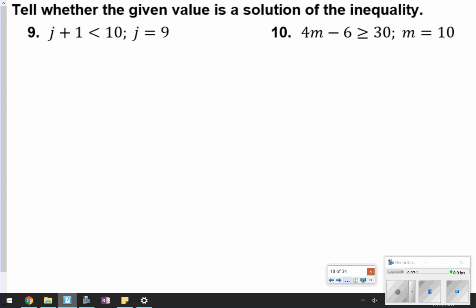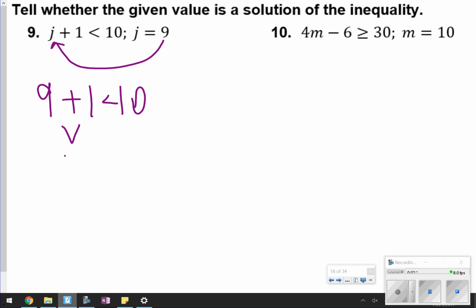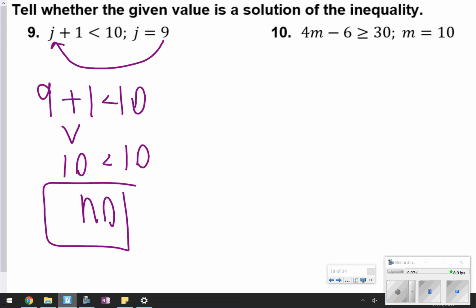9 and 10 just tell what it says, tell whether the given value is a solution of the inequality. You can do a number of things here. An easy way is just to plug in the values they give you where the letter is. So it says j plus 1 is less than 10 if j is equal to 9. So if we just plug in 9 where j is, we have 9 plus 1 is less than 10. 9 plus 1 is 10, and 10 is not less than 10. So this answer for number 9 would be no. That given value is not a solution.